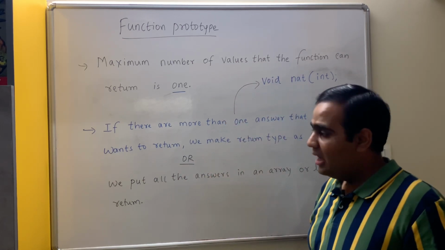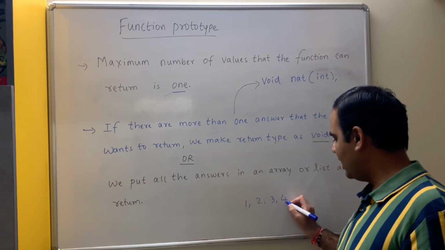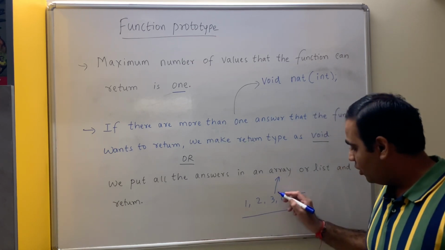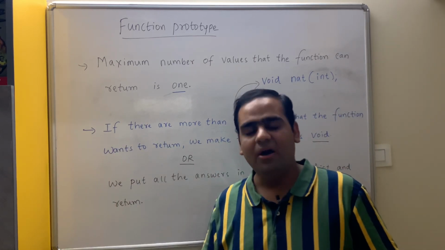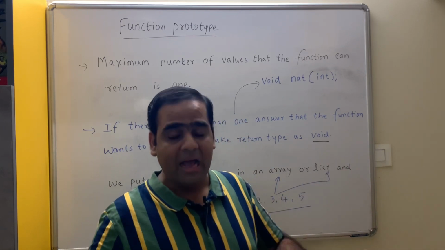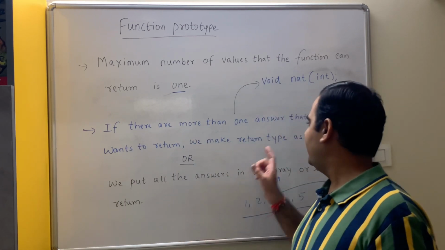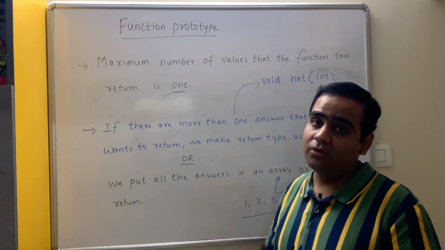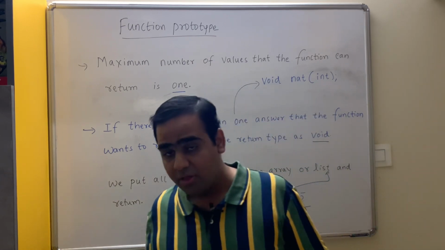Or, what are the first 5 natural numbers? 1, 2, 3, 4 and 5. These 5 numbers I can put in an array, or we can put them in a list and return that array or list. How is that possible? That we are going to see in the arrays chapter in detail. As of now, if a function has to return more than one answer, we make the return type as void, or we make the return type as void when the function does not want to return any answer. A function can return a maximum of one answer.